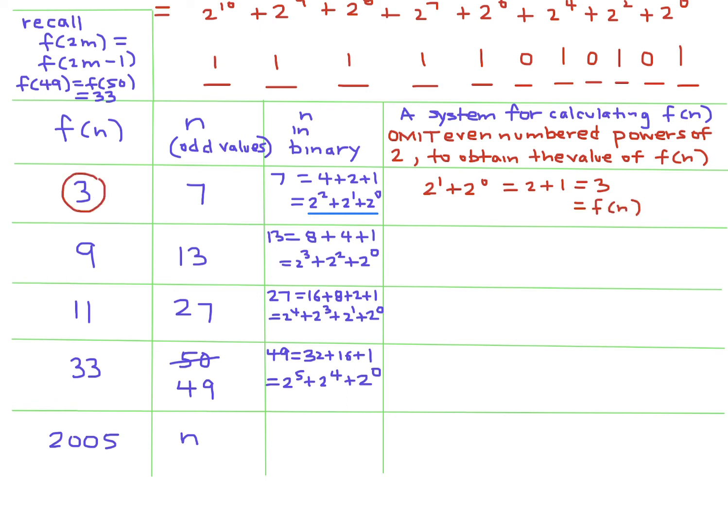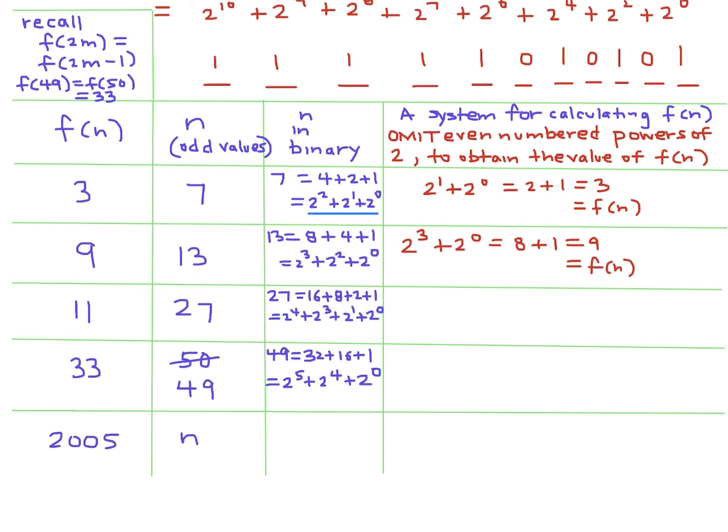Do we get 3? Yes, we do. Okay, let's see if this works for the next case. Omit even numbered powers of 2. When n was 13, 13 is equal to 2 to the power of 3 plus 2 to the power of 2 plus 2 to the power of 0. I have to omit the even numbered power, so I have to take that guy out. If I do, I'm left with 2 to the power of 3 plus 2 to the power of 0, which is 8 plus 1, which is 9. And that is equal to f at n.